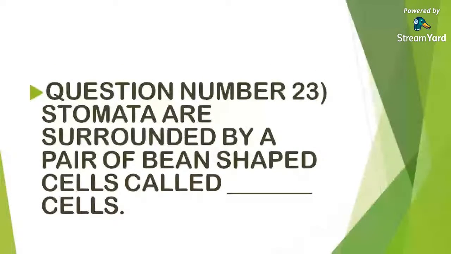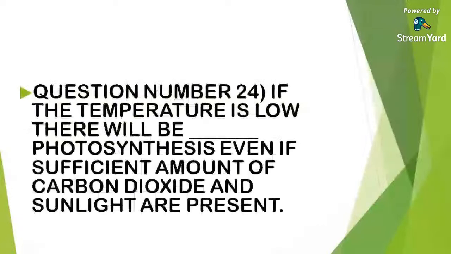Yes. So now the next question is question number 24. If the temperature is low, there will be dash photosynthesis, even if a sufficient amount of carbon dioxide and sunlight are present. For photosynthesis, three factors are very important: temperature, carbon dioxide, and sunlight. If any of the factors is absent, then photosynthesis will get affected. Clear? If more carbon dioxide is there, that is not good, and when very little carbon dioxide is there, that is also not good. The same happens with sunlight.